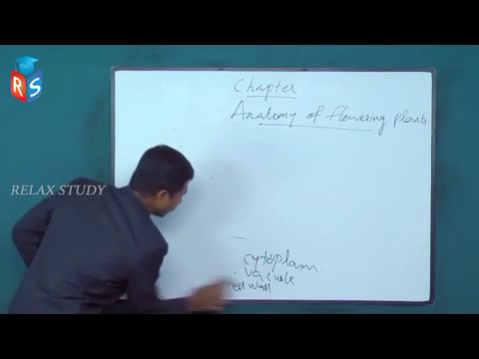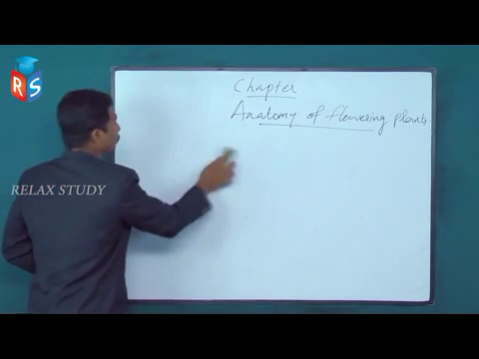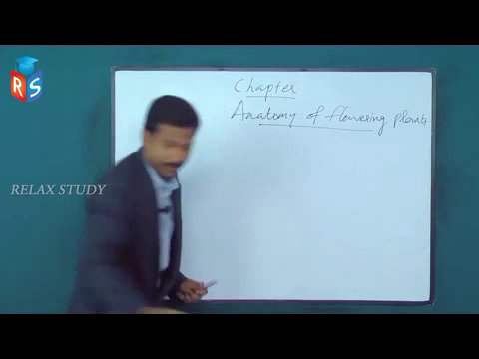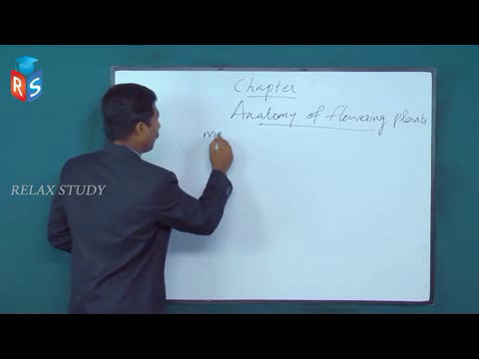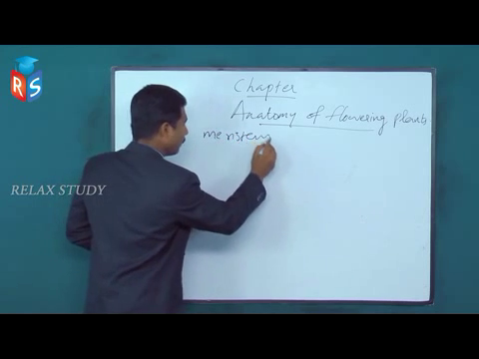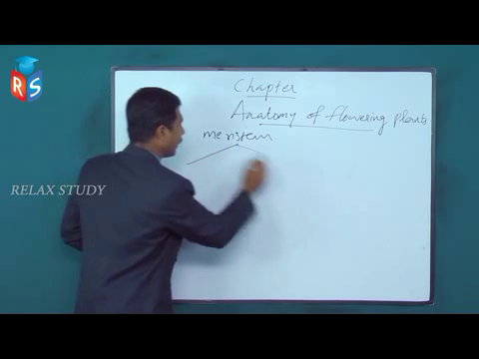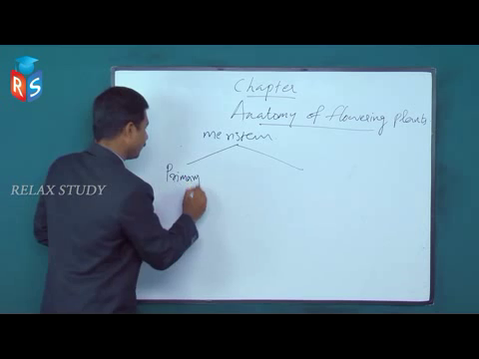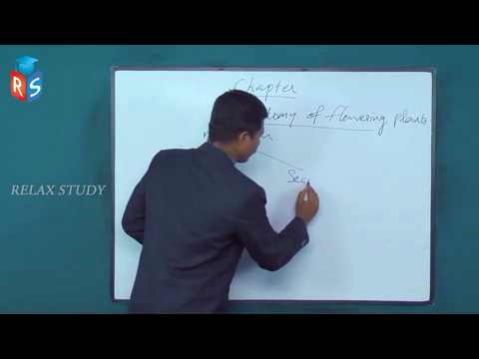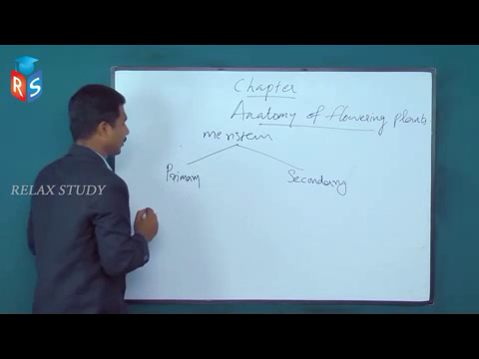Second type of meristem is known as apical meristem. So now we are going to see the classification of the meristem. Meristem is divided into two categories: primary meristem and secondary meristem.